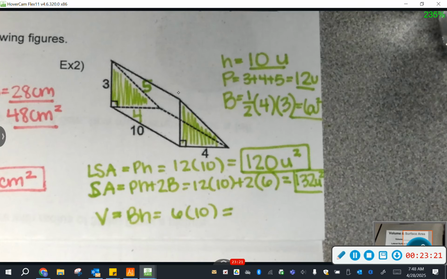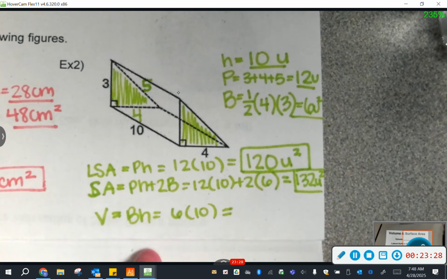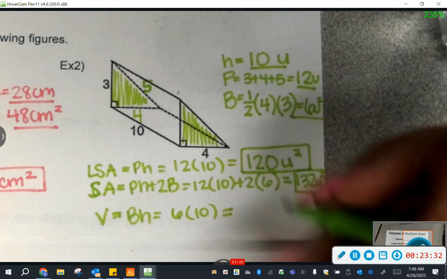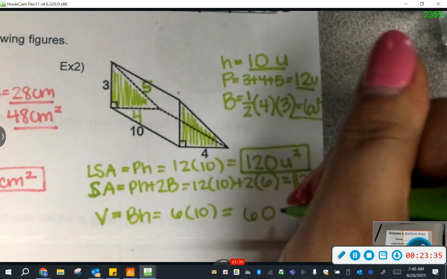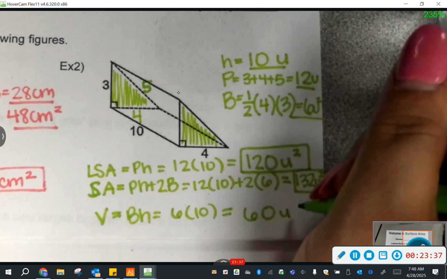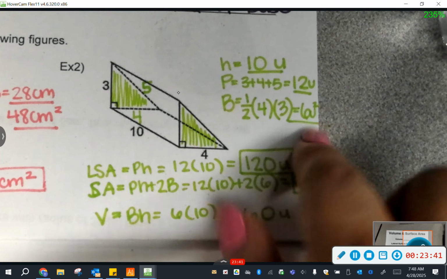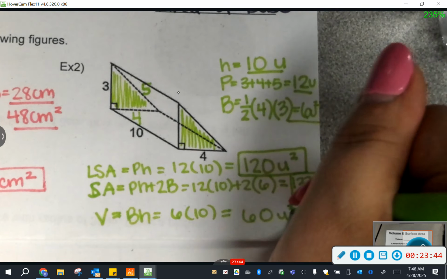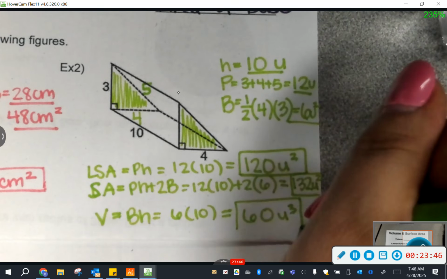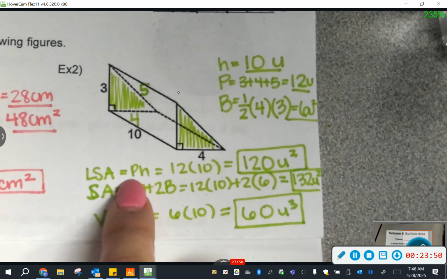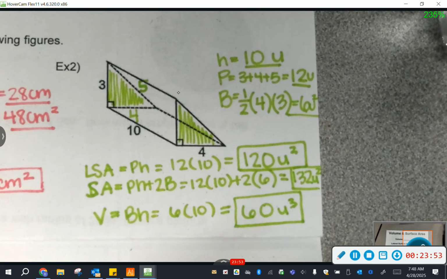Just like last test, this test is also going to be, you get points for showing work. So make sure that you are plugging in and showing work. And then volume is big B times h, so what is that going to give me? Wait, 64. That's a U. Oh, I'm sorry. 60. Units cubed. And does it weird you out a little bit that the volume is less than the surface area? But that's okay. It can happen. All right?